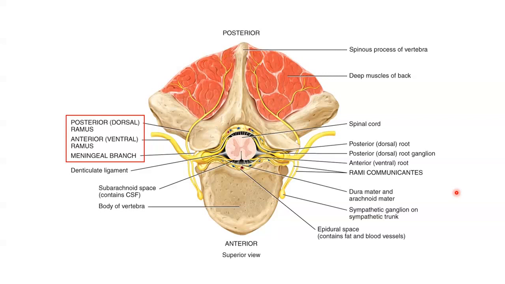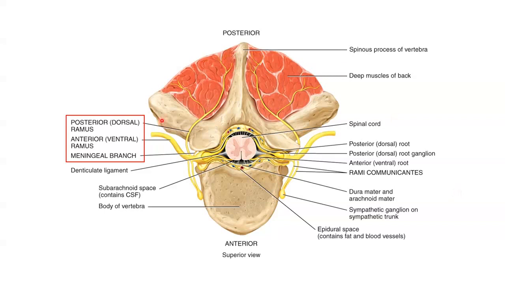And then in addition to the posterior and anterior rami, spinal nerves also give off a meningeal branch. And this meningeal branch actually re-enters the vertebral cavity through that intervertebral foramen and supplies the vertebra, the vertebral ligaments, and the blood vessels of the spinal cord and the meninges.